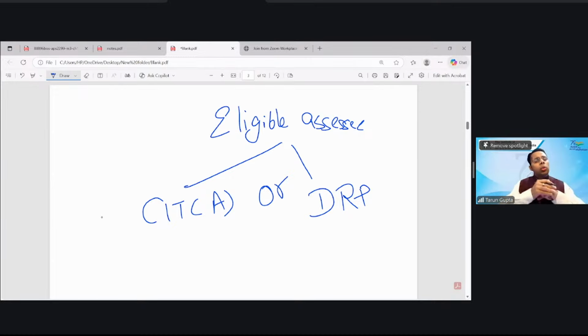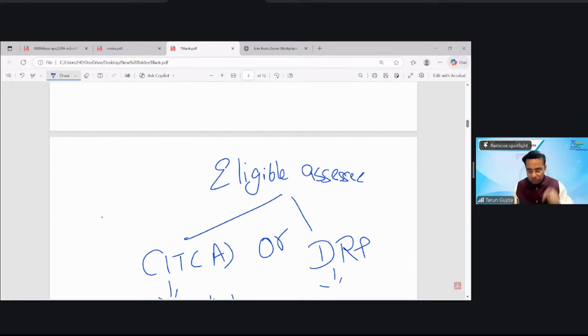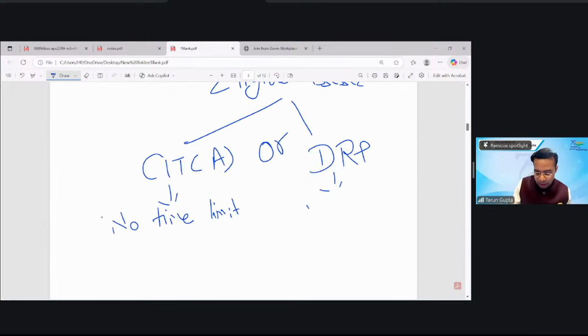So what's the difference? The major difference, my dear friend, is that there is no time limit for the CIT appeal to pass an order. But there is a time limit for the DRP, and that time limit is very limited, 9 months only. We'll go into detail. There is a time limit.